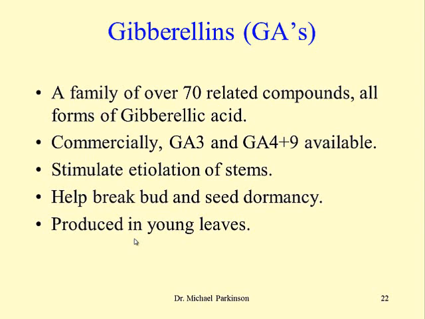Sometimes you'll see these being used for micropropagation to enhance the outgrowth of the axillary buds and promote their etiolation. They also tend to stimulate cell division. And again, they're produced in young leaves, so when you make an explant you're chopping away the young leaves, so you may need to supply these GAs.